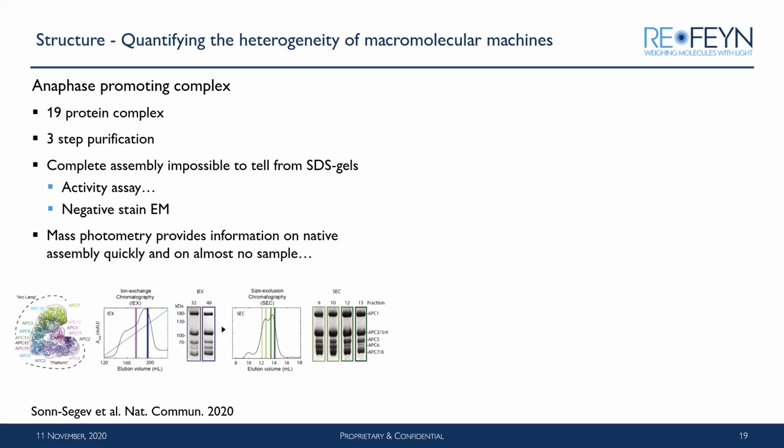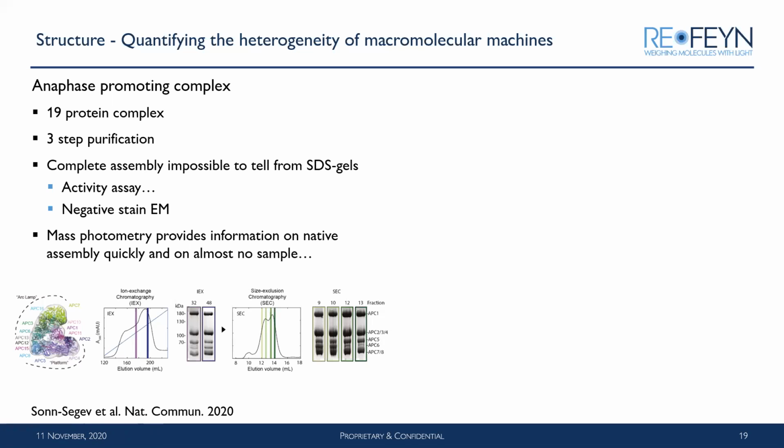And this is what we did here. Here are the last two steps, which are ion exchange chromatography and two examples of the gels, and the size exclusion chromatography, and again examples of the gels. And from those plots, you cannot say exactly how much of the full complex you have. You can estimate it, but definitely not quantify it.